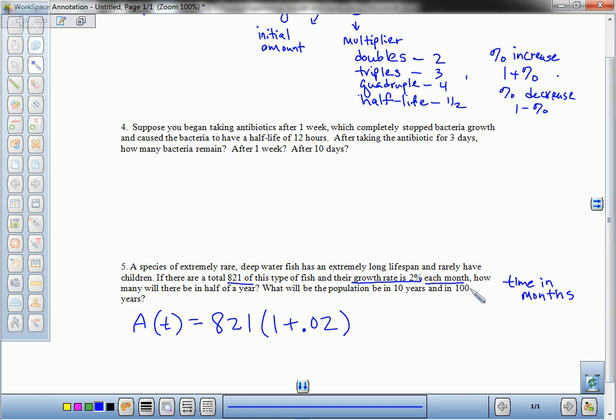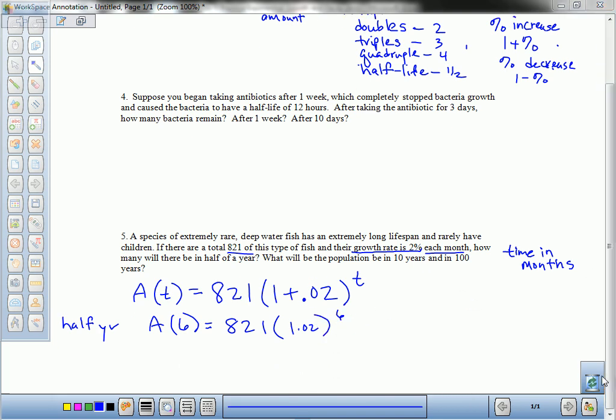Then it says, how many will there be left in half of a year? Well, how many months are there in half of a year? That's right, we're going to use 6. Half a year is 6 months. So 6 is what we plug in. 821, 1.02 to the 6th. Okay, everybody get your calculators out. And I want you to use your graphing calculators, not your phones, because you can't use your phone on the quiz, and I want to make sure you know how to use your graphing calculators.